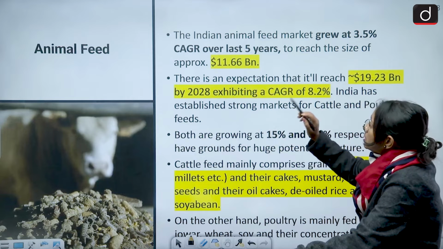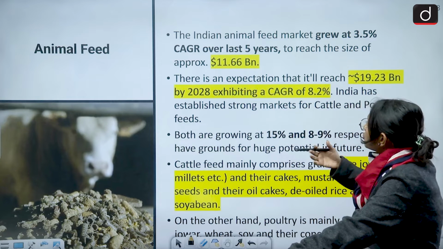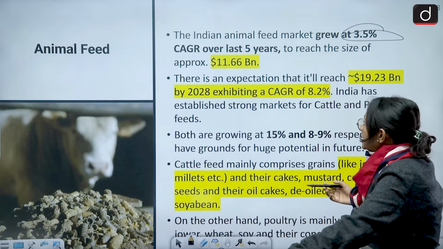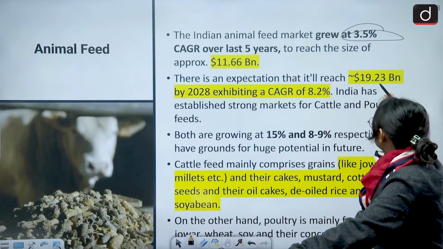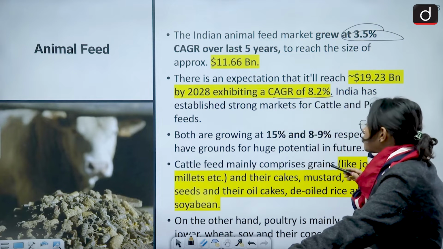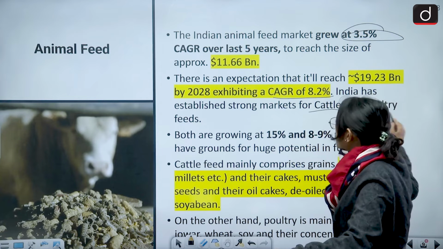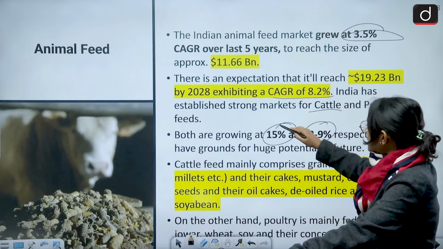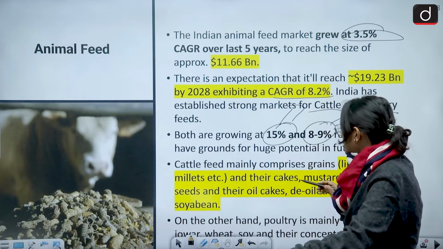Moving to the animal feed. In terms of animal feed we are also growing, and it grew by 3.5% in the last 5 years, and there is an expectation that it will reach about $19.23 billion by 2028, exhibiting a CAGR of 8.2%. Here both cattle and poultry feeds are growing, by 15% and 8 to 9%. So cattle feed is growing by 15% and poultry feed is growing by 8 to 9%.